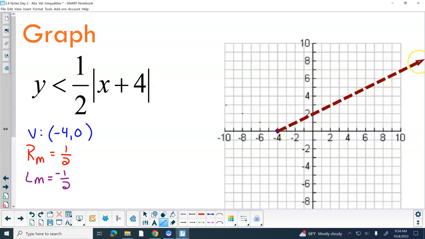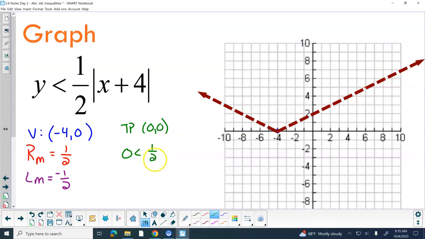Test point. Origin. Okay. 0 less than 1/2 times the absolute value of 0 plus 4. 0 plus 4 is 4, absolute value of 4 is 4. 4 times 1/2 is 2. 0 less than 2. That is true. So am I shading inside or outside? We're going to shade the outside.